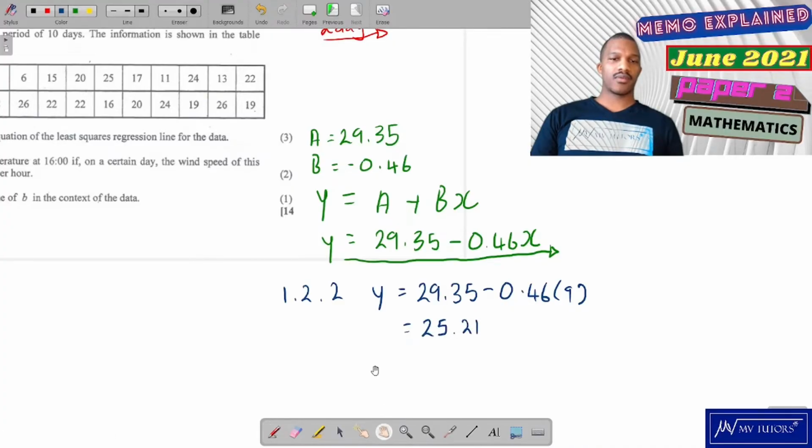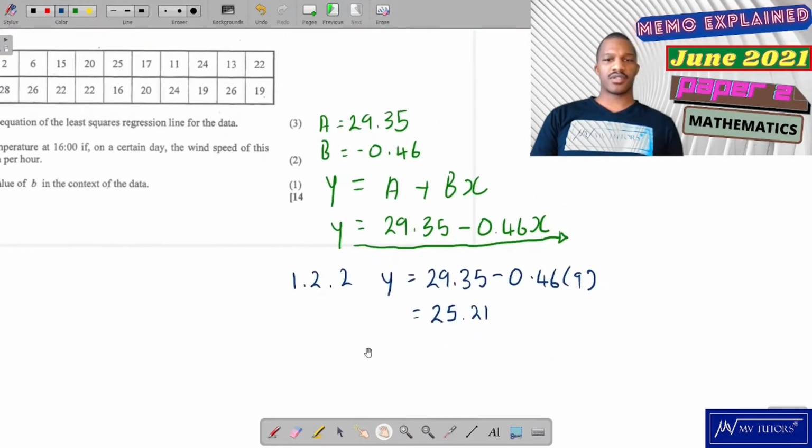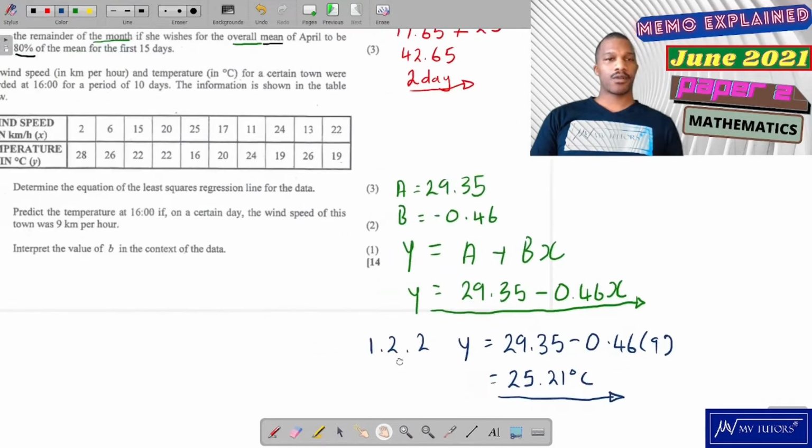25.21. Now, what is this? What is what? Degrees Celsius. Okay, so it's in degrees Celsius. That's our final answer. Cool, let's move on.